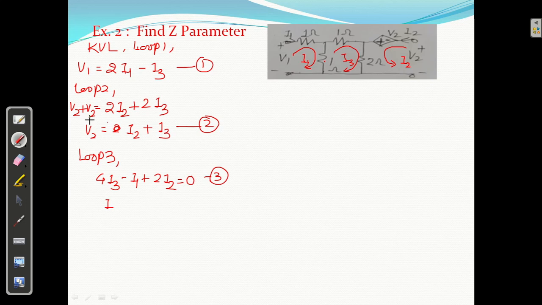Now, please here I want two equations: V1 in terms of I1, I2, and V2 in terms of I1, I2. I don't want I3 here. Here and here. Both जगह हमको I3 नहीं चाहिए. I want only I1 and I2. So from 3, find I3.